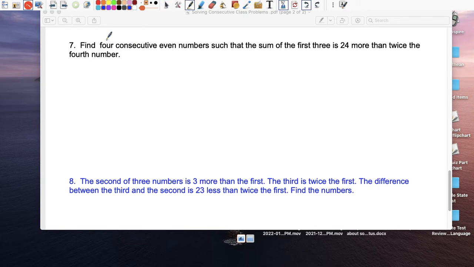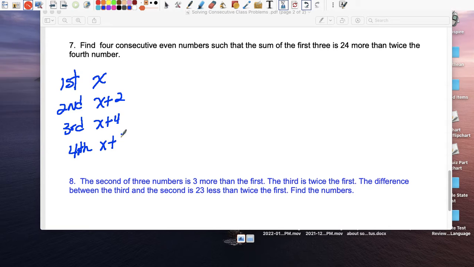Find 4 consecutive even numbers such that the sum of the first 3 is 24 more than twice the fourth number. All right. So first of all, let's identify what we're talking about. We have 4 consecutive even numbers. So the first even number, let's call it x. The second even number after x will be x plus 2. The third even number will be x plus 4. And then the fourth number will be x plus 6, right?